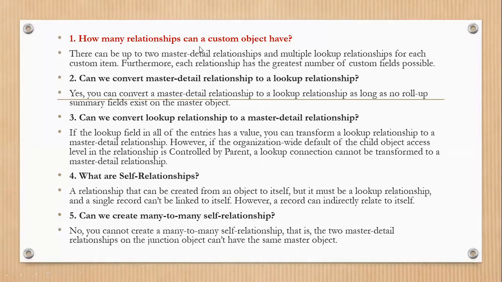How many relationships can a custom object have? There can be up to two master-detail relationships and multiple lookup relationships for each custom object. Furthermore, each relationship has a greatest number of custom fields possible.